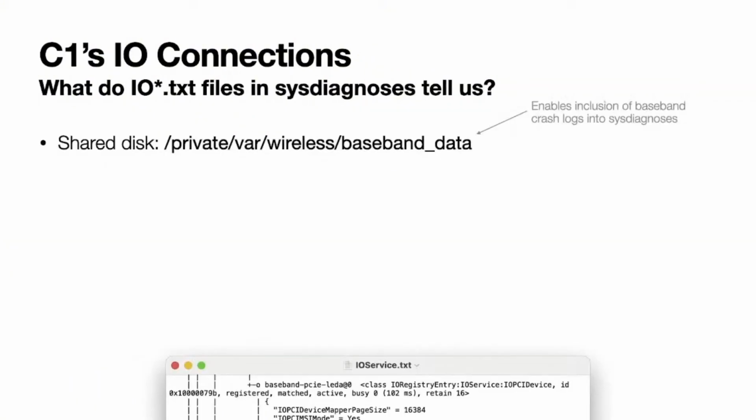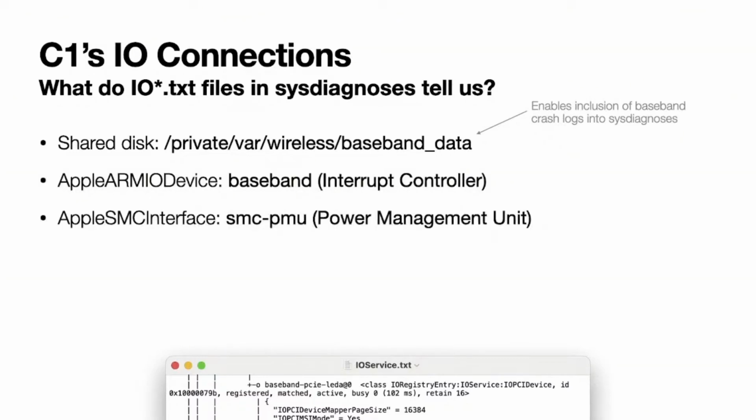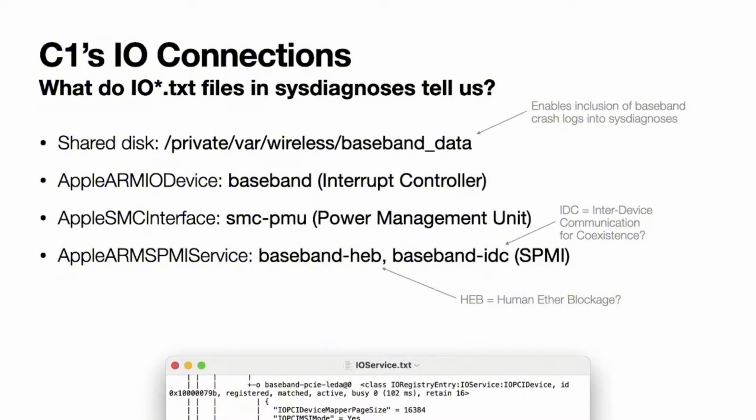And if we just take a sysdiagnose on an iPhone 16e, we can already see a lot of I/O connections within it, and also find there's a shared disk. We assume that's being used to transfer crash logs from the baseband to iOS, which then can include it in sysdiagnose. There are also components for interrupts, power management. As just mentioned, there are also some components for inter-device communication to enable coexistence, and also maybe something to detect if your hand is nearby the phone, because this also causes interference.